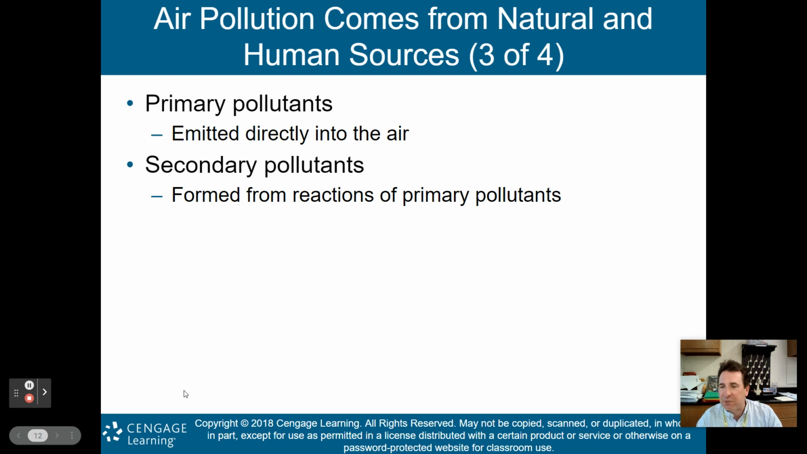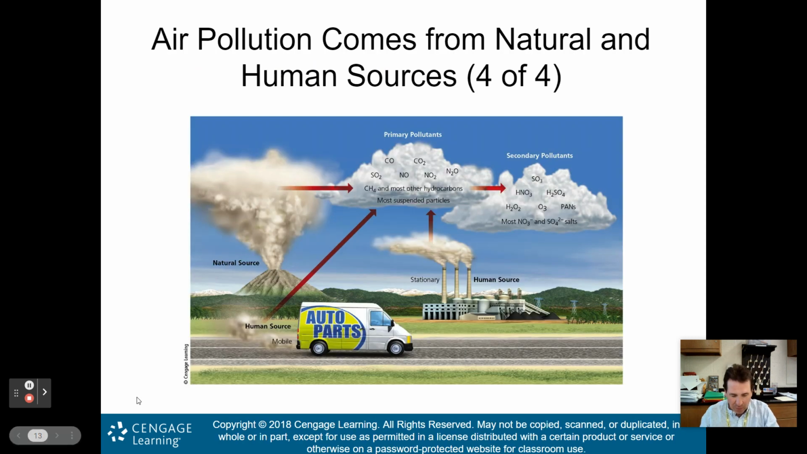So there are two types of pollutants. There are primary pollutants, which are emitted directly into the air, and then secondary pollutants, which are formed from the reactions of primary pollutants. So it's kind of a double whammy. Not only are these primary pollutants polluting the atmosphere, but then they combine together to produce more pollution, known as secondary pollution. So again, double whammy here. And that's what we're looking at in this picture.